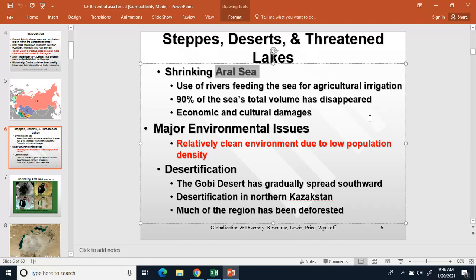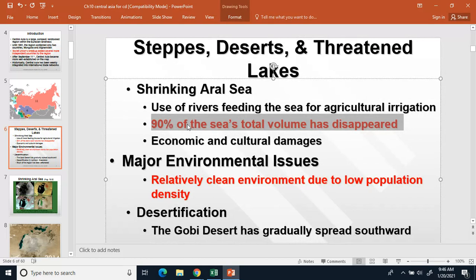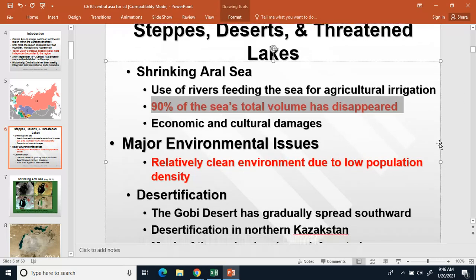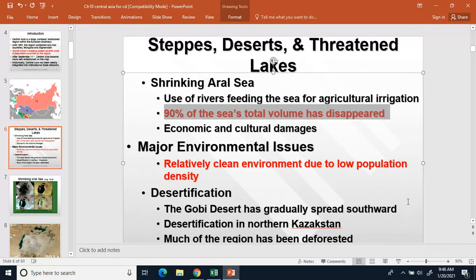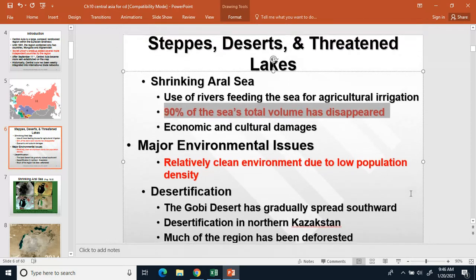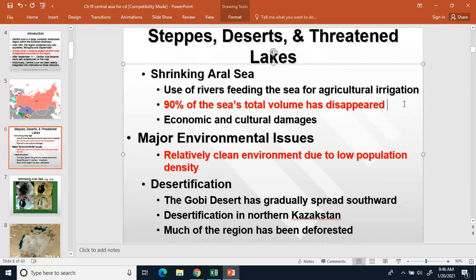So what's been happening? Well, let's first write down how much volume it's lost. Let's make a 1, and we're going to write down 90% of the sea's total volume has disappeared. So the Aral Sea has lost 90% of its total volume over the years. It was bigger than what it was, but it has lost 90% of what it used to be.